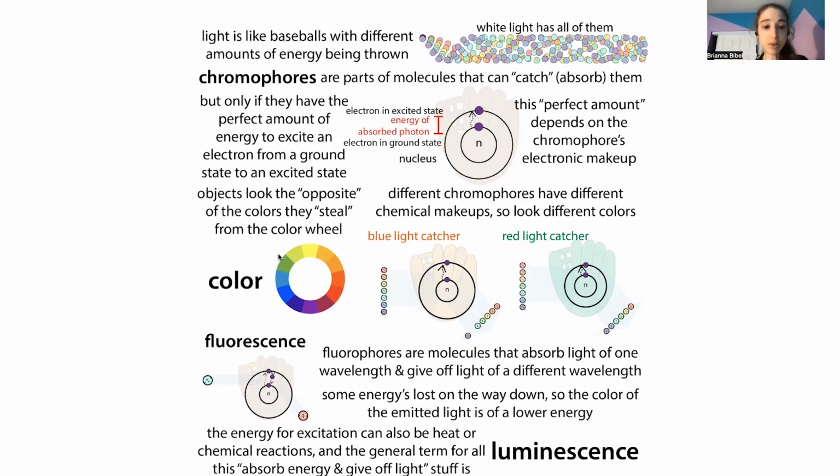And you can see what color will be left over if you look at a color wheel and you look at what is absorbed, and then what's across from it is going to be what you see. Don't confuse this with fluorescence.